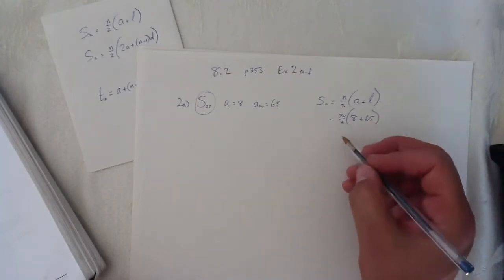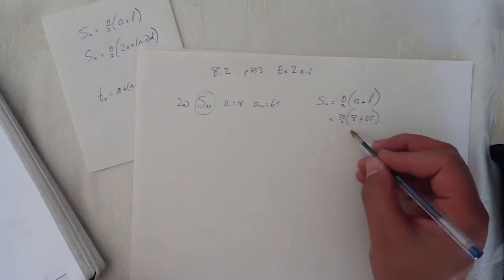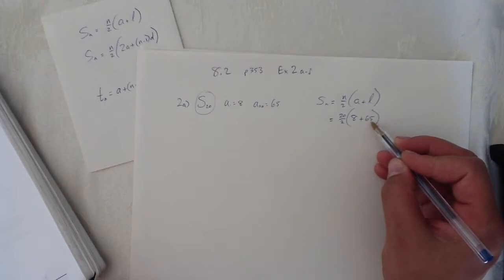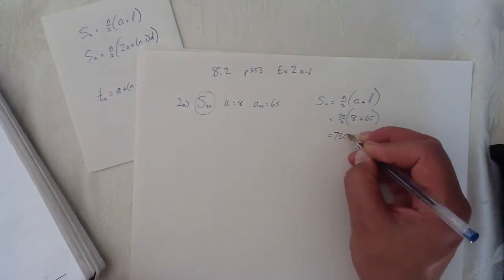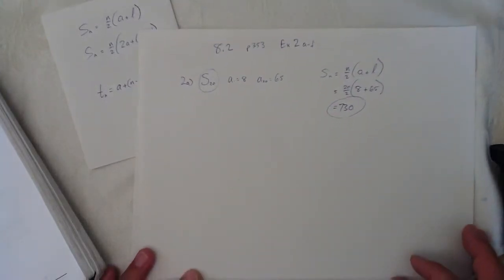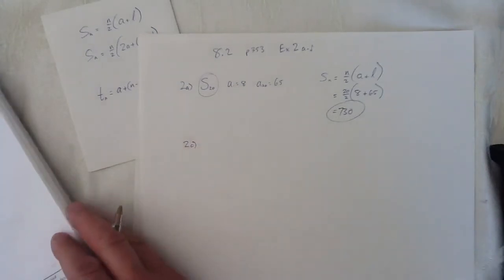So the sum, therefore, is 10 times this business here. 8 plus 65 is 73. And I say 10 times because that's 20 over 2, right? So 8 plus 65 equals 73, times 10 equals 730. That was easy, relative to the rest anyway. So let's look at 2c.